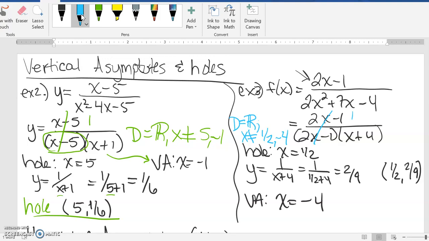The x value that I had from canceling, which would be 1/2, that's where you're going to have your hole. To find the y value, again, substitute in 1/2 into that reduced equation. Use your calculator if you need to, but 1 over 4.5 will give you 2/9. So that means your hole is going to be at the ordered pair (1/2, 2/9). The factor that's left, where that factor equals 0, which again is the other value you threw out from the domain, that will be your vertical asymptote, x equals -4.